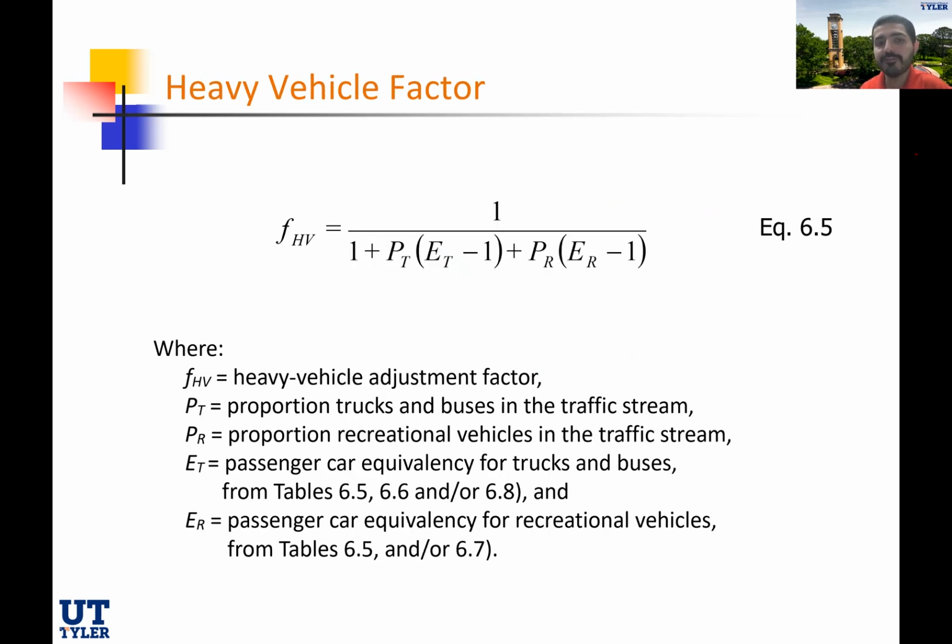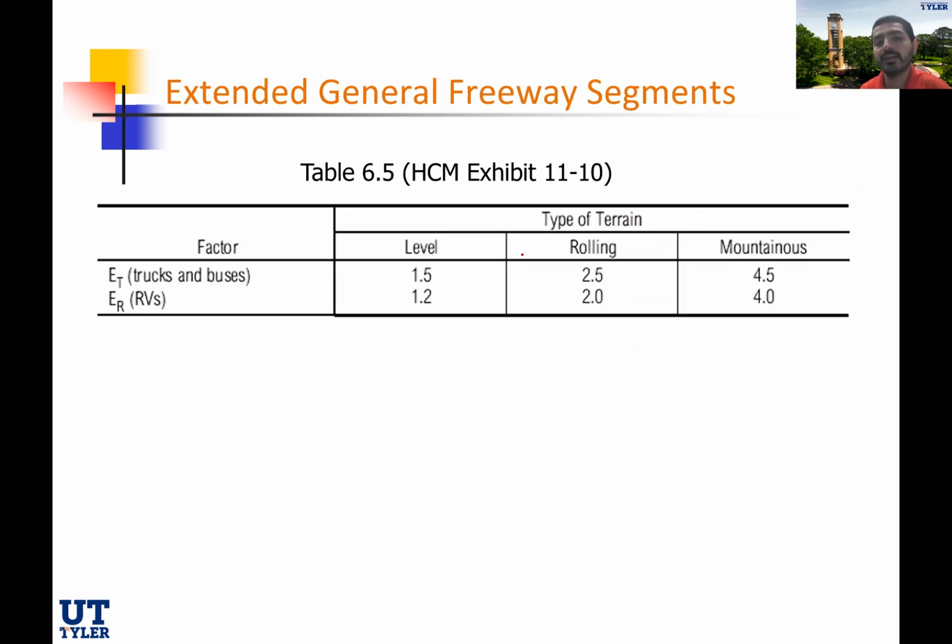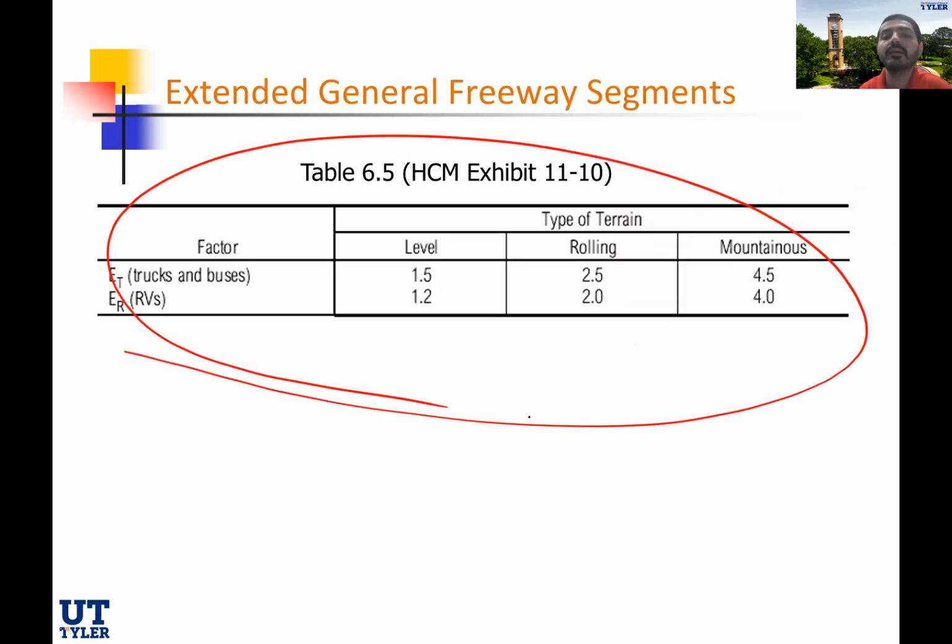FHV is the heavy vehicle adjustment factor. That will also be provided to you. But ET and ER, those are the tables. As I'm mentioning here, table 6.5 and table 6.6 to get ET and ER. This is the table that we used heavily. Table 6.5 gives ET and ER. If I don't tell you any grades, what was the specific grade on the facility, I'm just going to tell you it's level, rolling, or mountain terrain. This is how we're going to pick ET and ER.